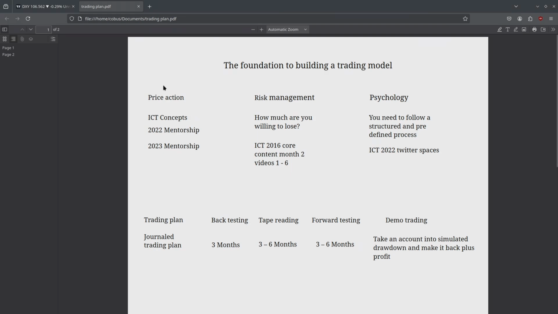If you have a basic understanding of the mentorship that ICT provides, if you've gone through that, your next stop could be risk management. Now, risk management is very important in this business. It's about capital preservation that keeps you in the game so that you're able to come back tomorrow.